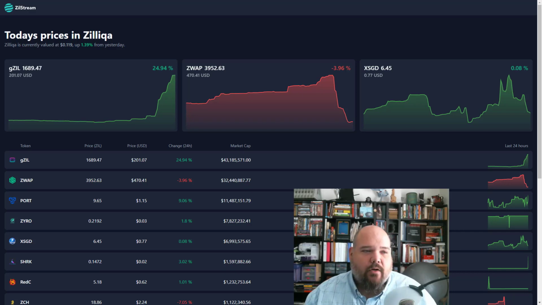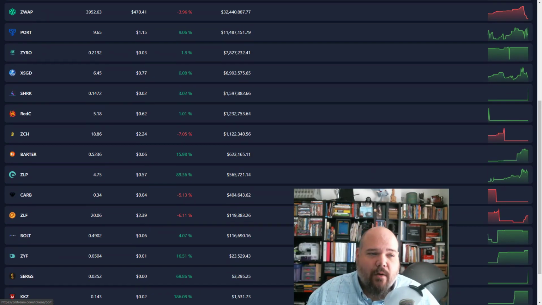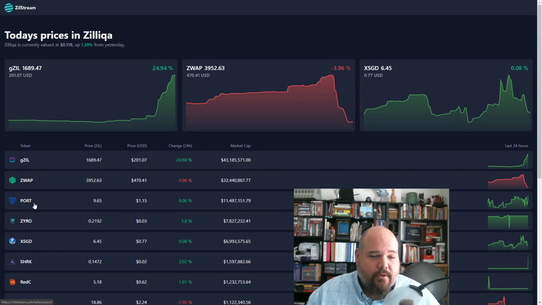I think that's pretty clear because when you look at the interface, gZIL, ZWAP, and XSGD are very prominent here on the dashboard, showing the past 24 hours, I believe this is. That's one of the points I'm going to call out here, that some of the information, this is a new service, some things are not 100% clear. I believe this is the past 24 hours, and why I'm saying that is if you look below, you see a wide variety of ZRC2 tokens that we can track. Shout out here to Port.